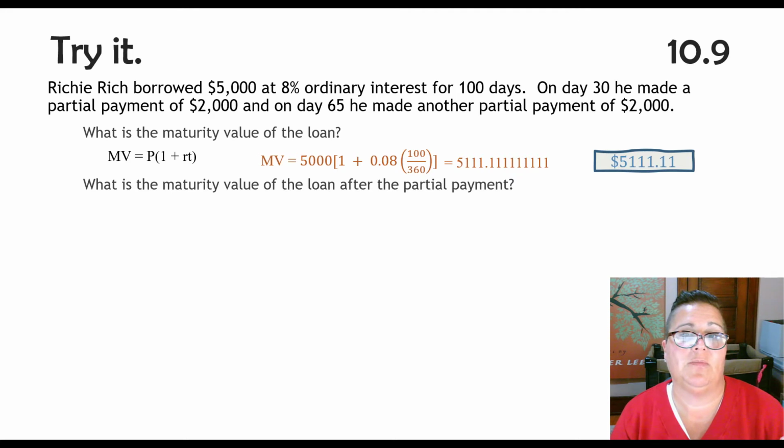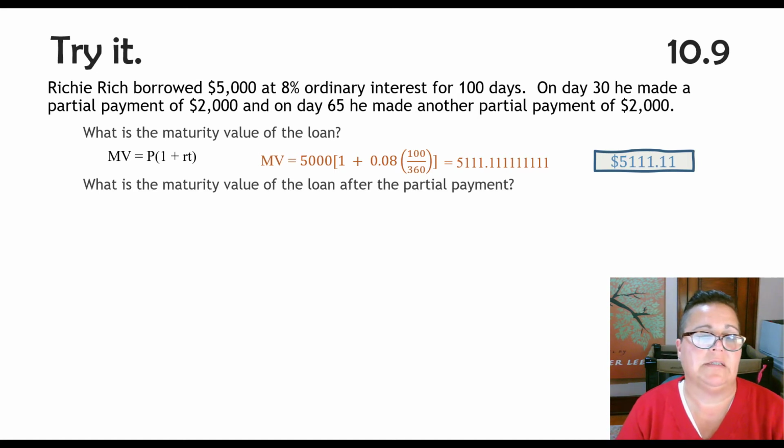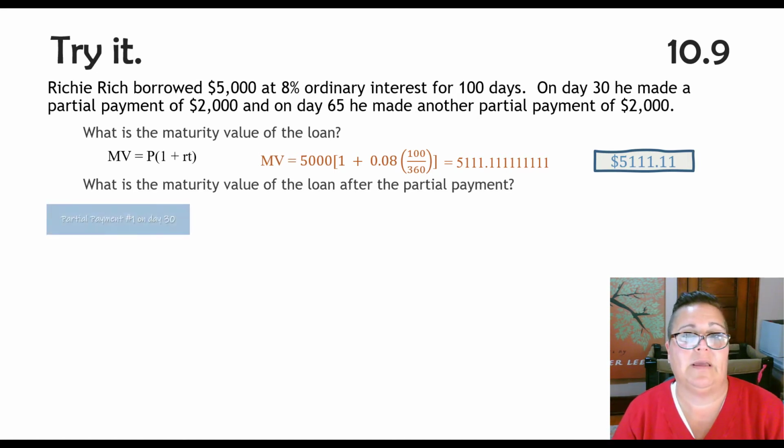If we look at the maturity value of the loan after he makes partial payments, it's worth noting that Richie makes a partial payment on day 30 and a partial payment on day 65. So there's not one, but two partial payments. In the first partial payment, that occurs on day 30, it's a $2,000 payment. They owe interest on all $5,000.